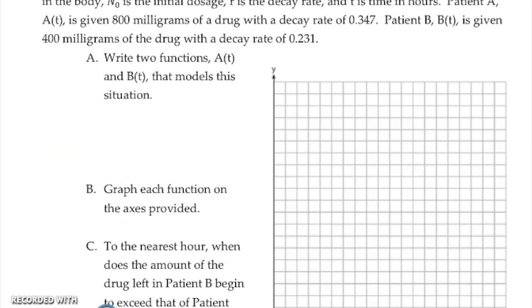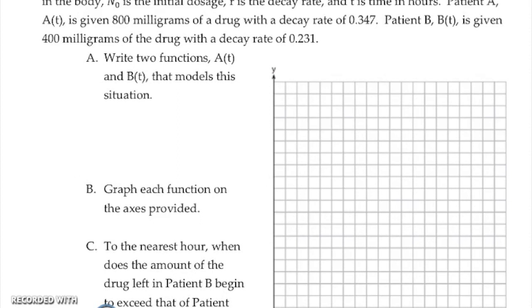Okay, last question. The breakdown of a drug is represented by N of T. N is the amount left in the body. N sub 0 is the initial dose, R is the rate of decay, and T is the time in hours. Patient A is given 800 milligrams of a drug with a decay rate of 0.347. Patient B is given 400 milligrams of a drug with a decay rate of 0.231.